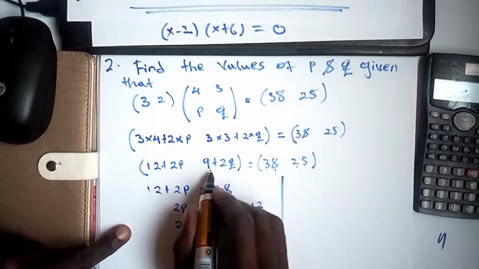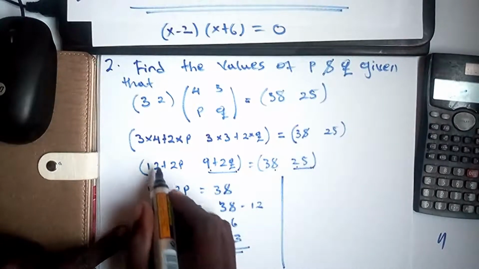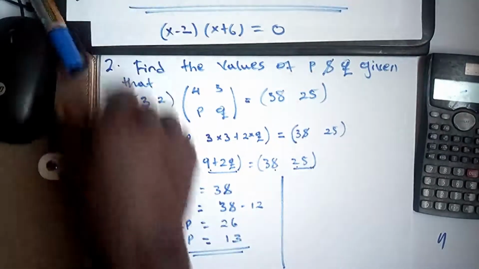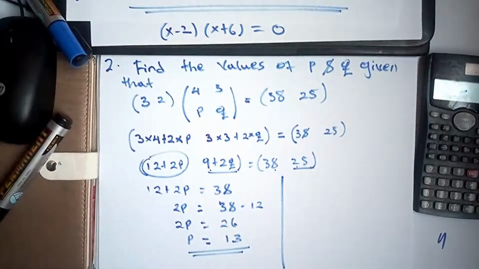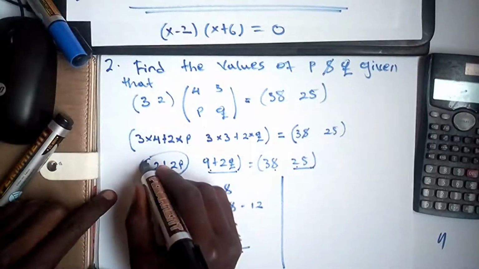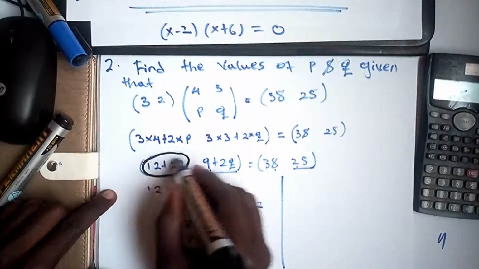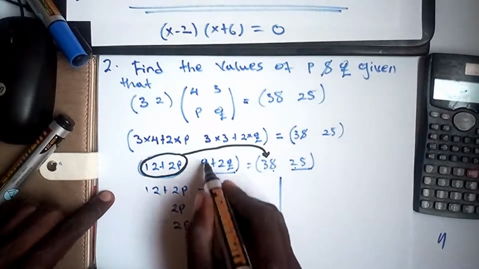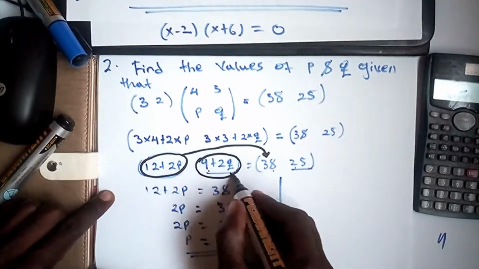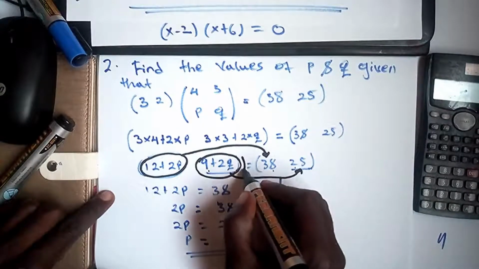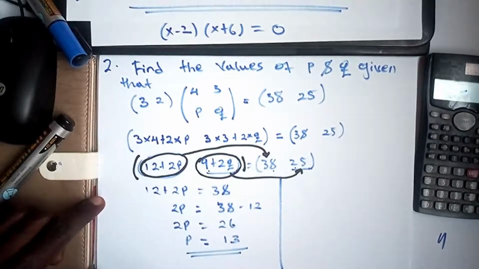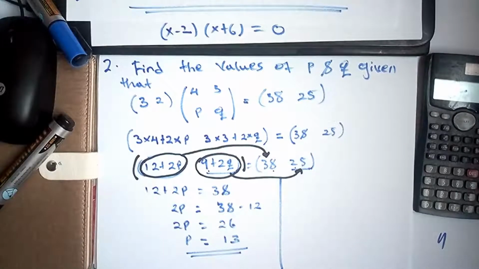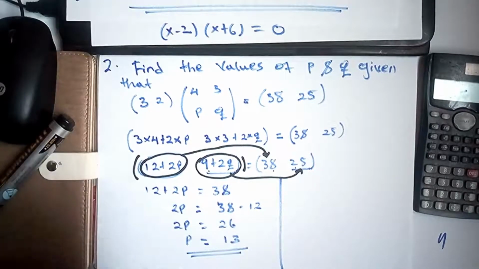Okay, let's equate this one with that. So here, let me do this such that we can look at it very well. This goes with that, okay? Then this goes with that, okay? So equate that with that, that with that in their corresponding positions, okay?